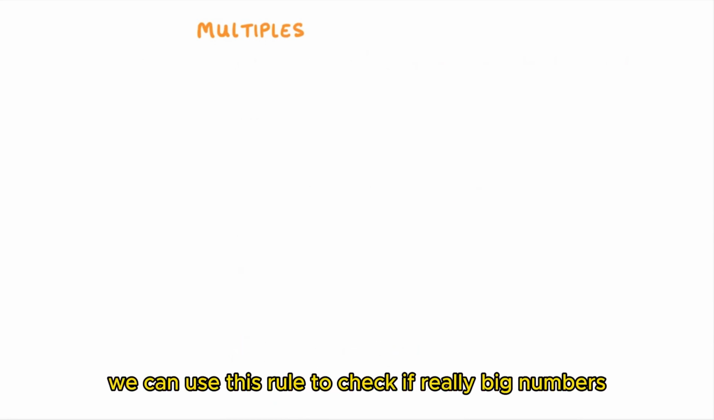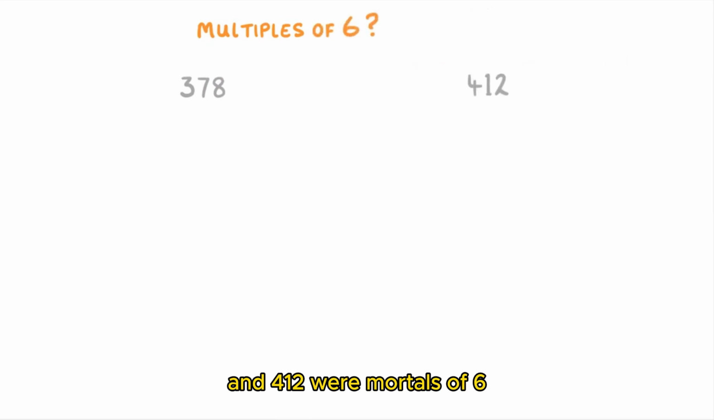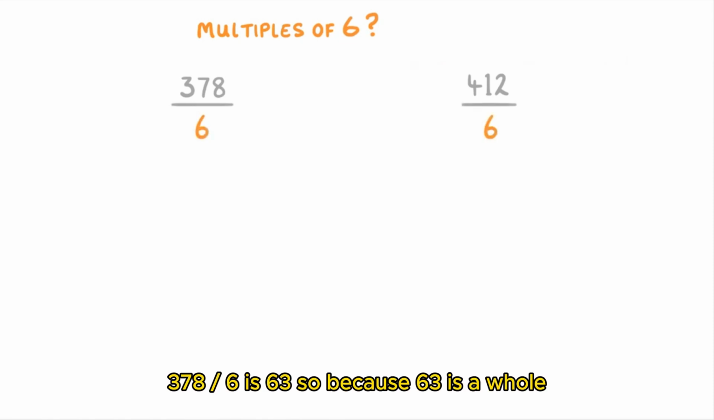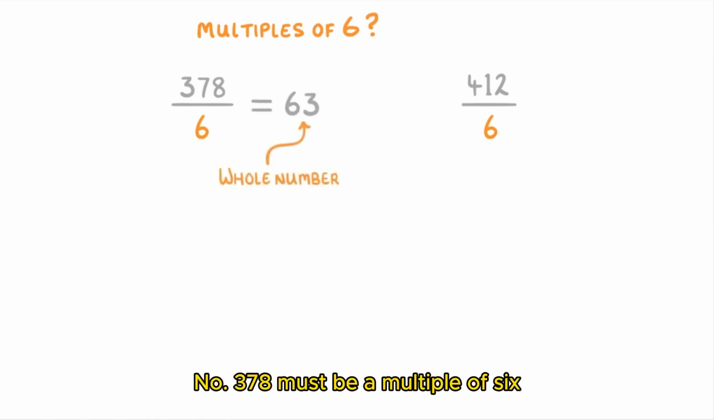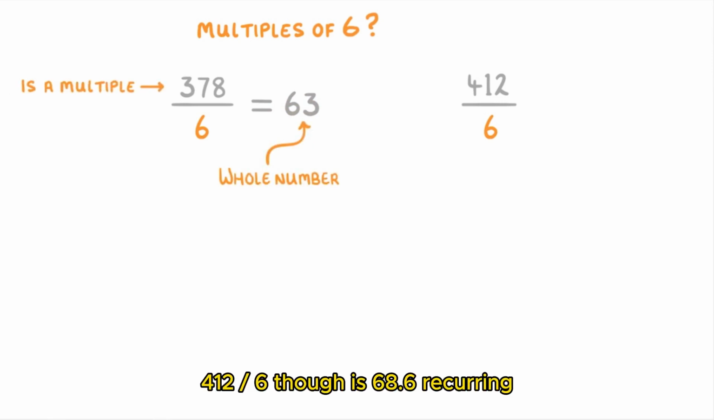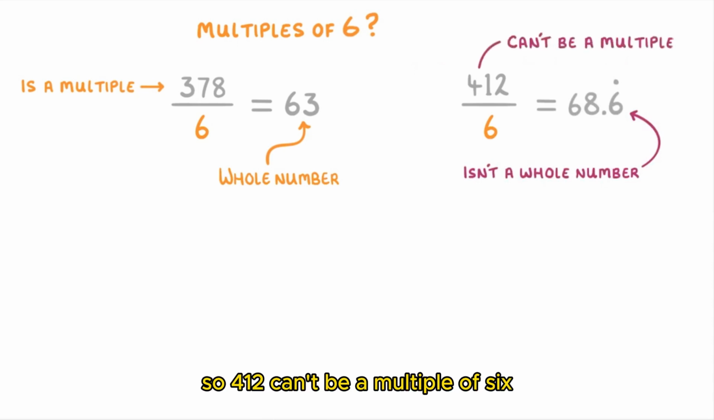We can use this rule to check if really big numbers are multiples of a certain number. For example, if we wanted to check whether 378 and 412 were multiples of 6, all we need to do is divide them both by 6. 378 divided by 6 is 63. So because 63 is a whole number, 378 must be a multiple of 6. 412 divided by 6, though, is 68.6 recurring, which isn't a whole number. So 412 can't be a multiple of 6.